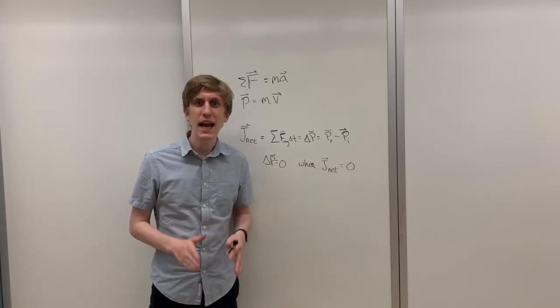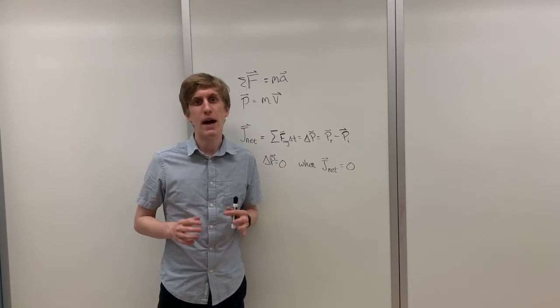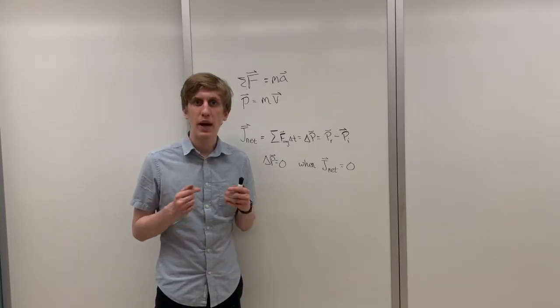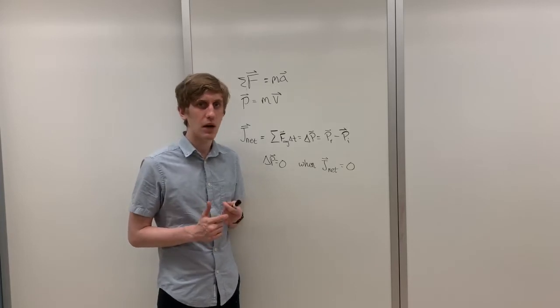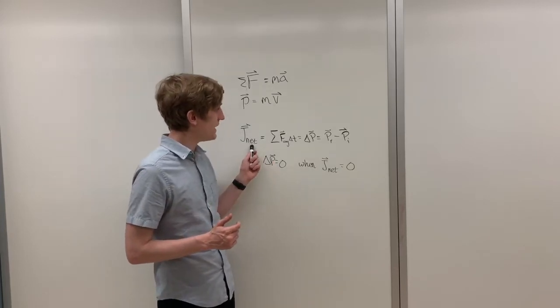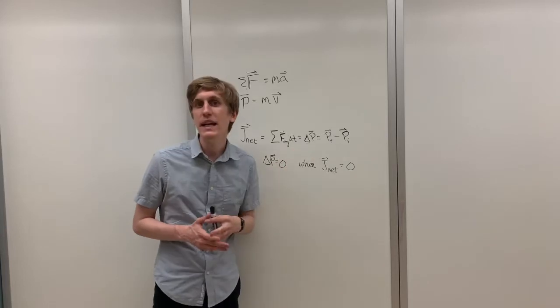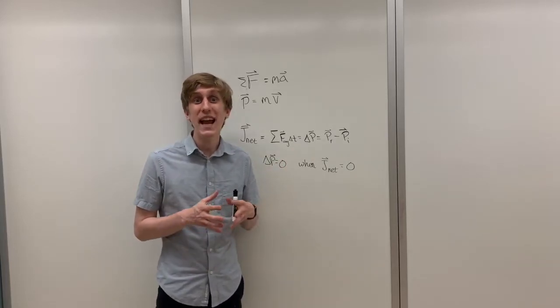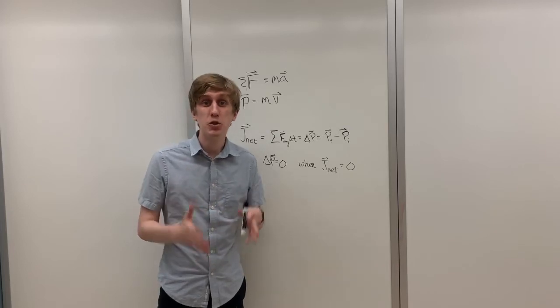But for today, we're mostly interested in a very particular case. What does this equation say about what happens when impulse is 0? Well, if J is 0, then delta P must be 0 as well. In cases like these, we say that momentum is conserved.